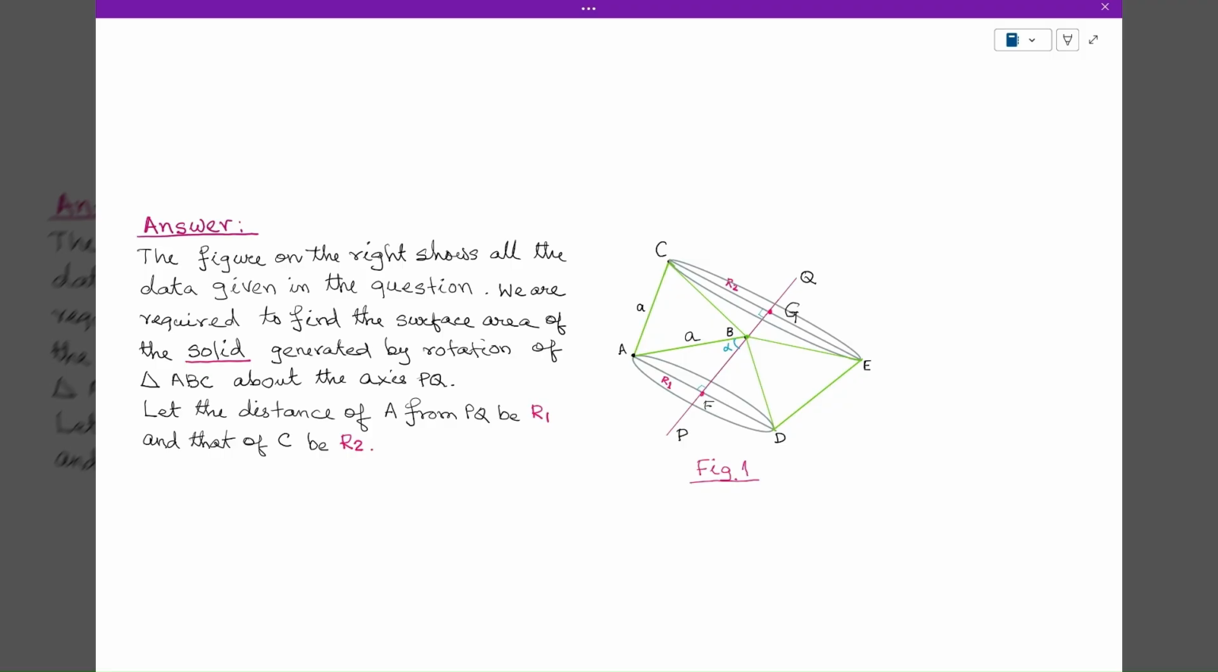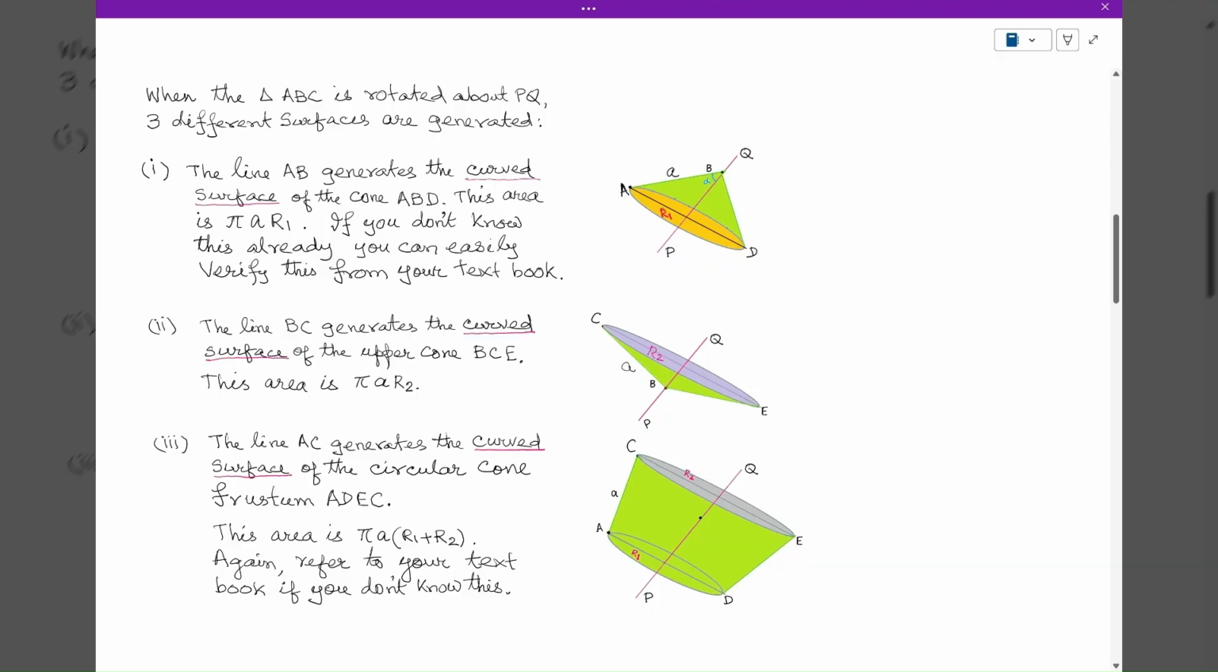Now, let the distance of A from PQ be R1. If AF is the perpendicular from A onto the axis PQ, then R1 is the radius of this circle. Similarly, if you drop a perpendicular from C to G such that CG is perpendicular to PQ, then R2 will be the radius of rotation given here. This problem is more about visualization of the geometry than about difficult mathematics.